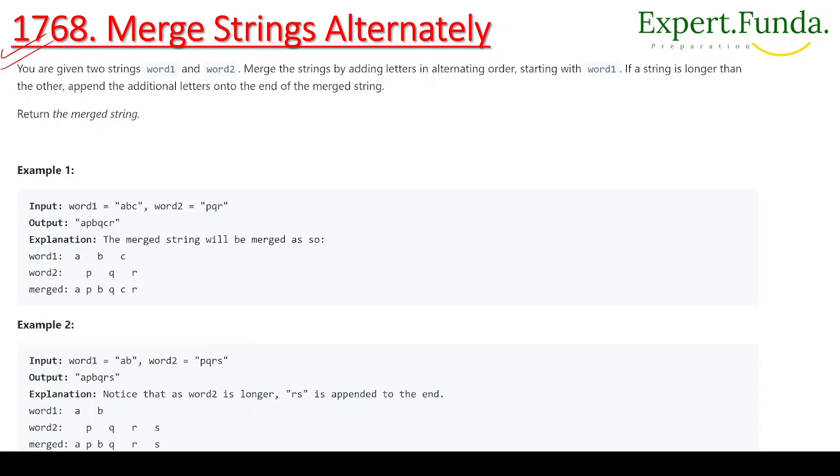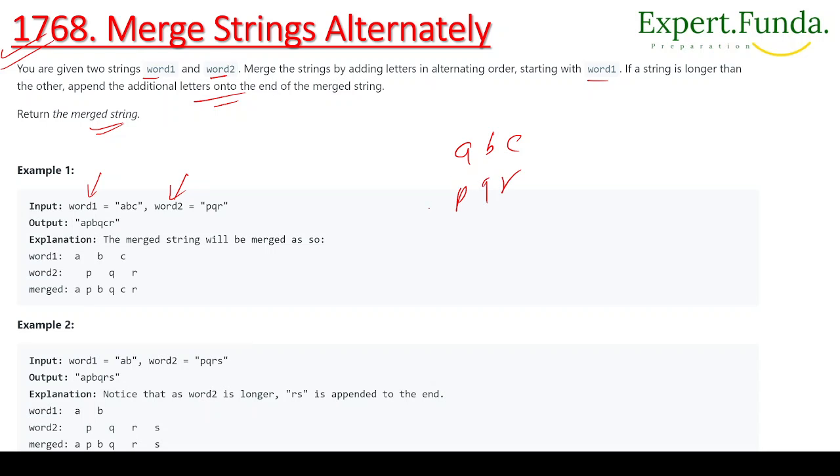We are given two strings, word1 and word2, and we have to merge the strings by adding letters in alternating order, starting with word1. If a string is longer than the other, append the additional letters onto the end of the merged string, and we have to return the string. So first of all, we are given word1 and word2, which are ABC and PQR, right?